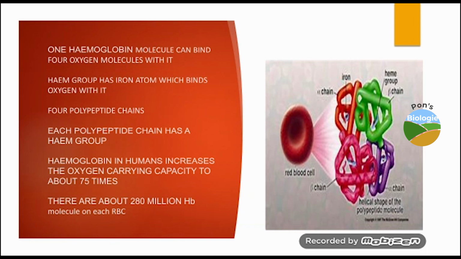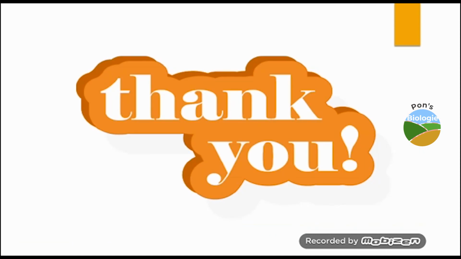There are about 280 million hemoglobin molecules which are present on each red blood cell. Hemoglobin in humans increases the oxygen carrying capacity to about 75 times. It shows the importance of hemoglobin in the structure of RBCs. This was all about the respiratory pigments.